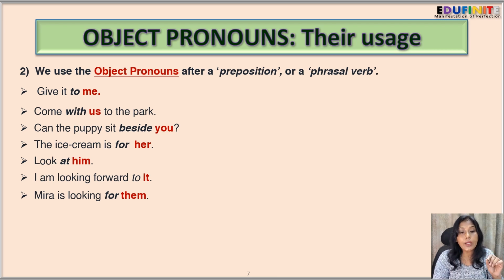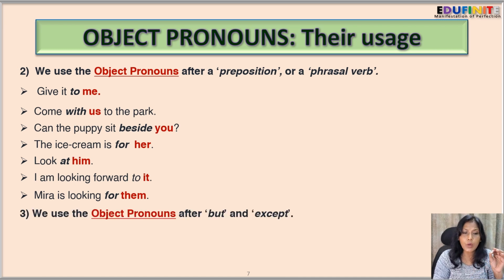Meera is looking for them. So Meera is looking maybe for her children. She has a boy and a girl. Maybe they are playing in the park, so she's looking for them. So here for is the preposition and them is the object pronoun which comes after the preposition.